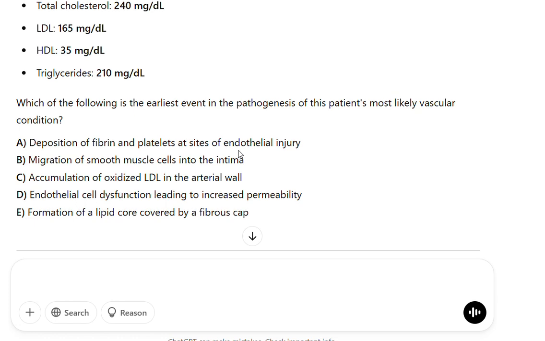A. Deposition of fibrin and platelets at sites of endothelial injury. B. Migration of smooth muscle cells into the intima. C. Accumulation of oxidized LDL in the arterial wall. D. Endothelial cell dysfunction leading to increased permeability. E. Formation of a lipid core covered by a fibrous cap.